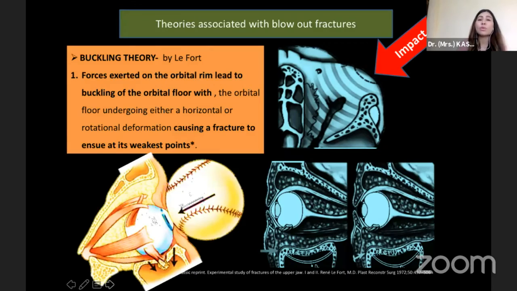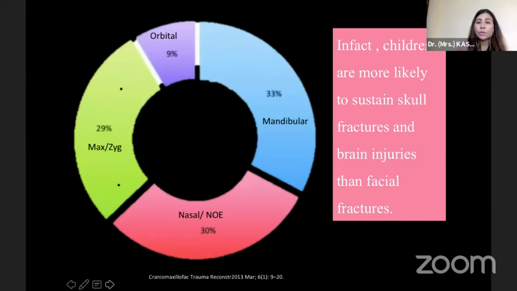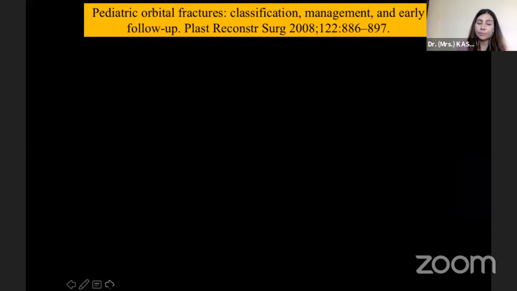So when I talk about blowout fracture, whether adult or pediatric, the main theories are the buckling theory and the hydraulic theory. But the most important thing, though we are speaking about the orbital fracture, is that if we look at the cranial and facial part as a whole, the most common fracture amongst children is the mandible, followed by the NOE, which is quite common. I have seen quite a few NOE fractures in children, and then comes the orbital fracture.